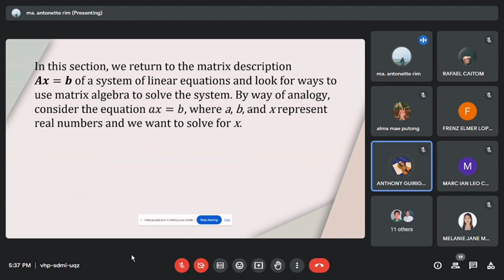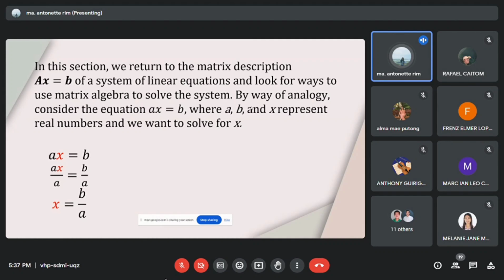Inverse? So if mag-solve to og linear equation, so di ba in finding X, we divide A both sides. Yes, very good. Thank you. So AX equals B. We divide both sides by A to get the value of X, which is B over A.